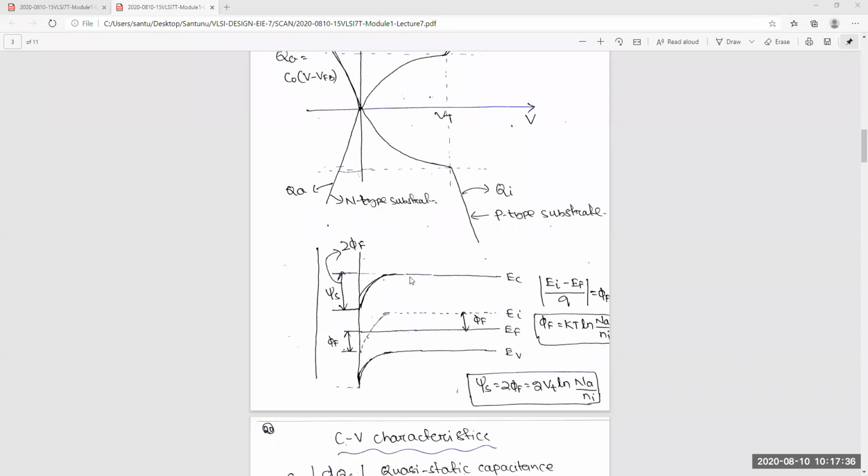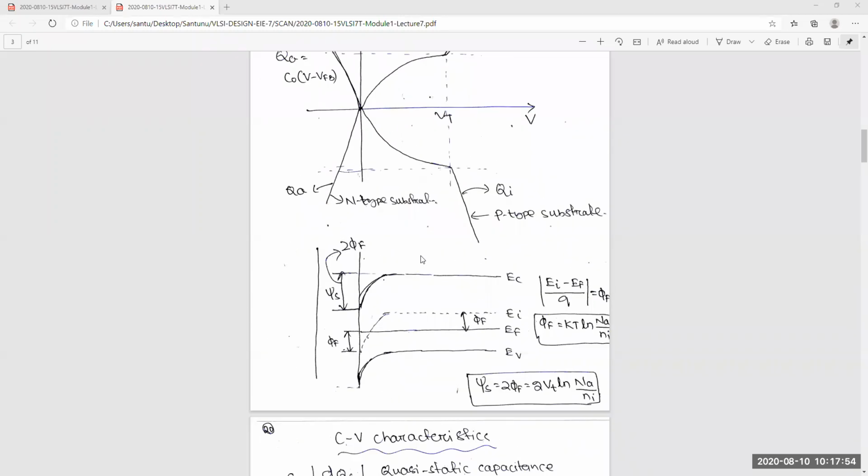So now you realize how it is coming. So phi s is equal to 2 phi f, because it is bending 2 phi f amount. So that's why everyone is bending. So finally that's why this part is phi s. It's nothing but 2 phi f. Okay.